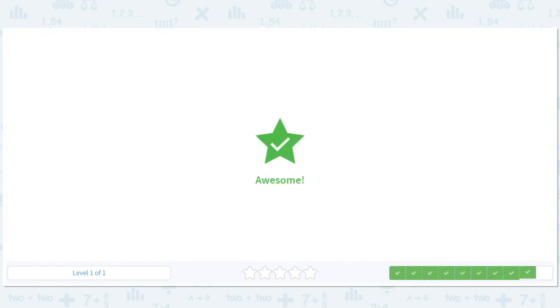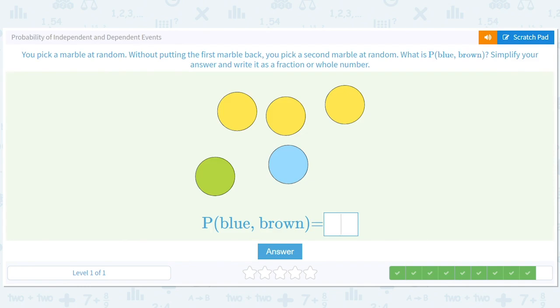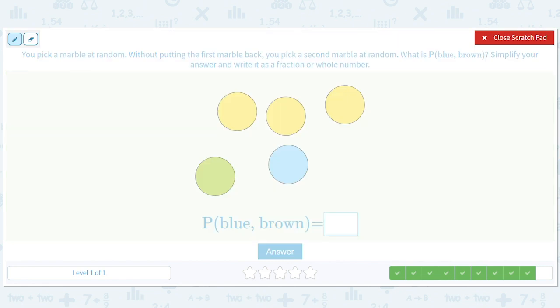All right, you pick a marble at random. Without putting the first marble back, you pick a second marble at random. What is the probability of getting blue and then brown? So we did not put it back. So this is called without replacement in jargon.